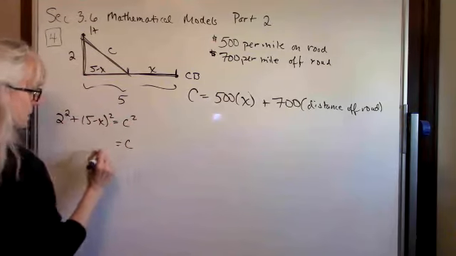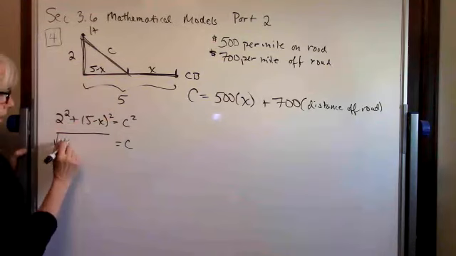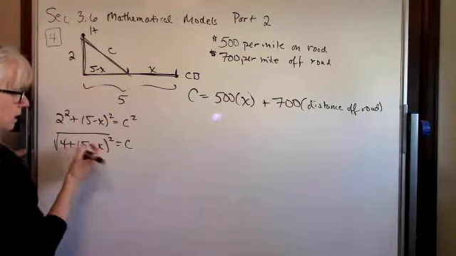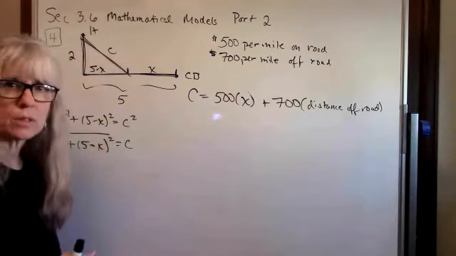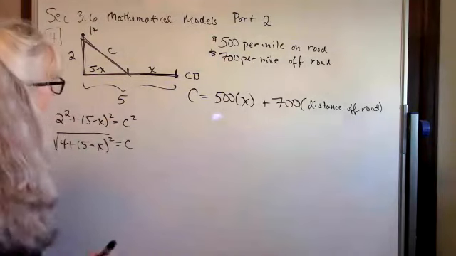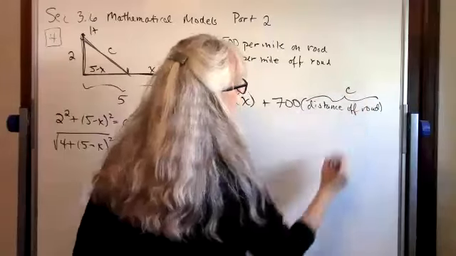So C is going to be equal to the square root of, just square rooting both sides, 2 squared is 4, and we'll clean that up a little bit, and (5 minus X) squared. I'm not going to clean it up any more than that. Again, eventually you'll do things with derivatives and you'll have to do some cleanup then. But for us, we don't need to clean up stuff. So I'm going to bring that over here. So this is what we just call C.